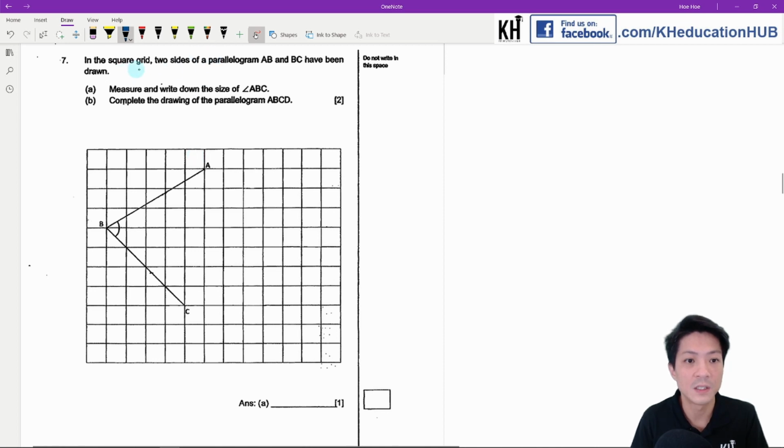Question 7. In the square grid, two sides of a parallelogram AB and BC have been drawn. Measure and write down the size of ABC. Okay, I'm not able to measure part A, so I'm gonna move on to part B. Complete the drawing of the parallelogram ABCD.